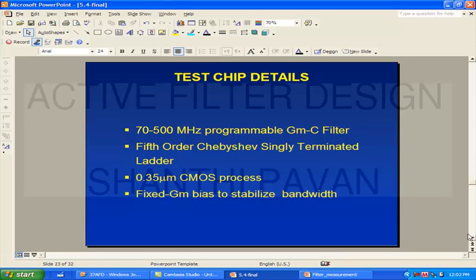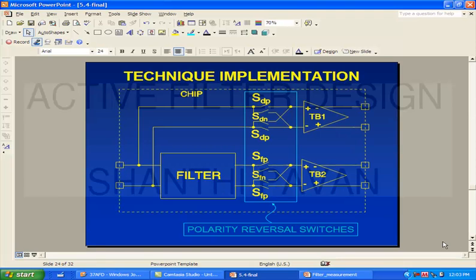So to test this idea, one of my PhD students built a chip, a GMC filter which is programmable from 70 megahertz to 5th order Chebyshev filter, the band edge programmable from 70 to 500 megahertz, okay, in a 0.35 micrometer CMOS process, which is 4 times slower than the process in which you are working. You are all working in a 0.18 micron CMOS process, right, a fixed GM bias circuit to stabilize bandwidth and so on. So the question is, how will you invert the gain?